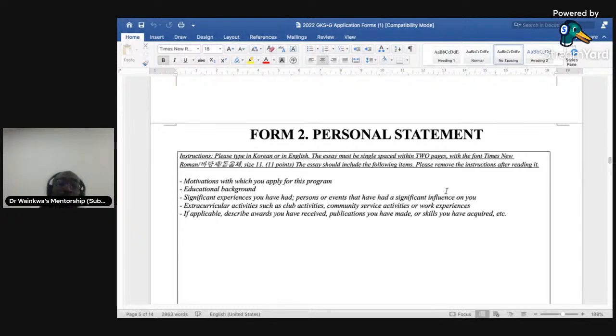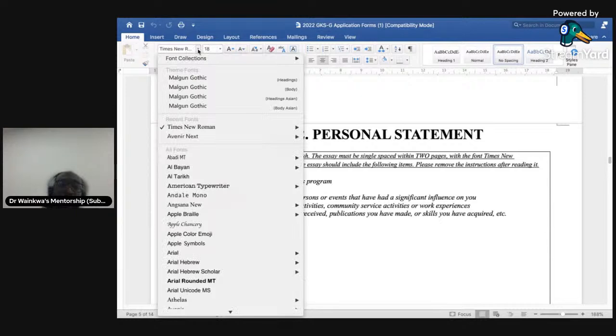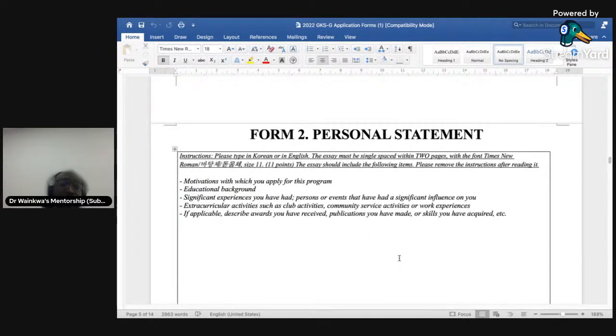So if you go and write with any other type of font, for example, let's say you use Avenir Next or American Typewriter, you're definitely going to lose marks on this part because you did not follow instructions. And they said your font size should be 11. So you better use font size 11.